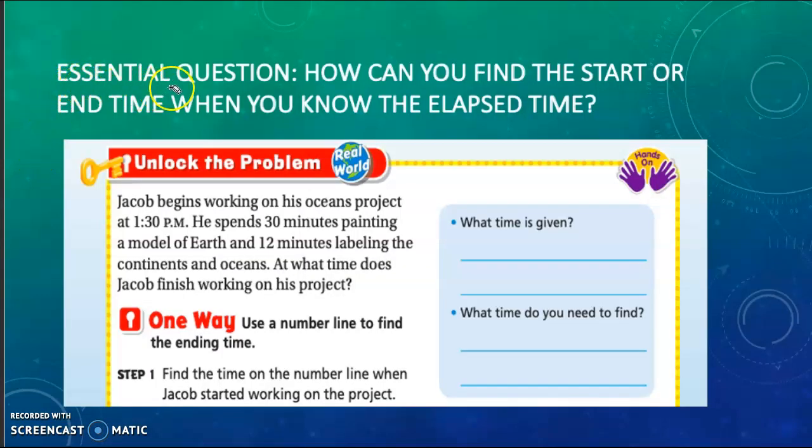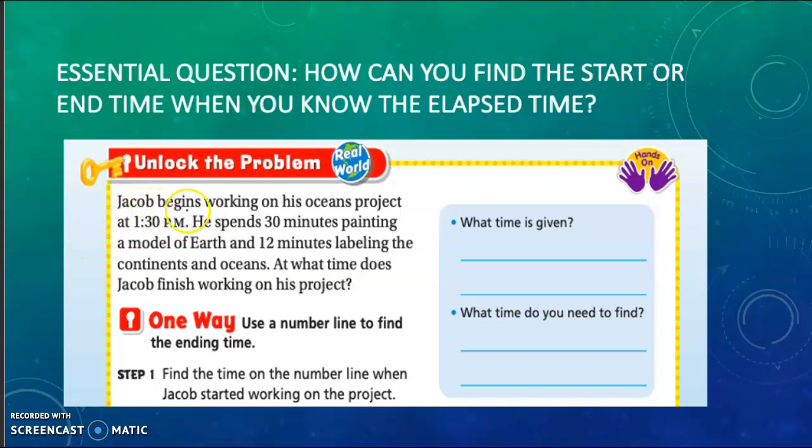So the essential question says, how can you find the start or the end time when you know the elapsed time? Now let's remember that elapsed time is the amount of time it takes for an activity to be completed. So basically from beginning to end, how long does it take for something to do or for something to happen? So let's look at unlock the problem.